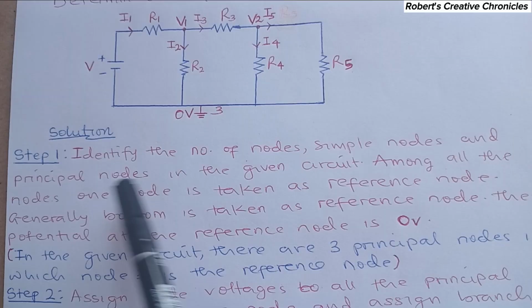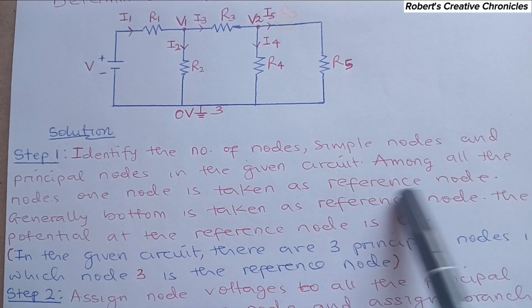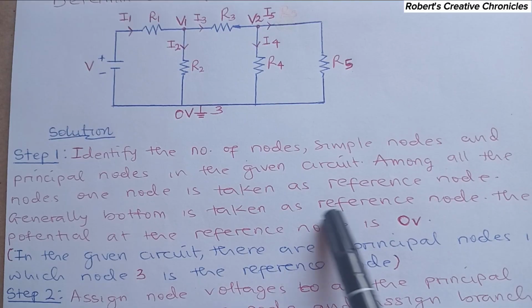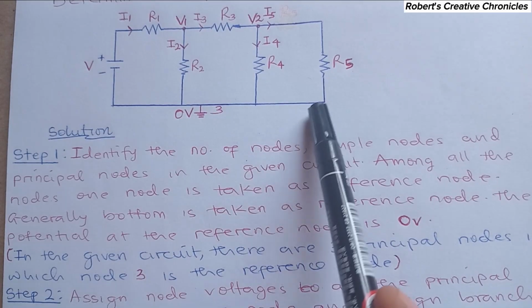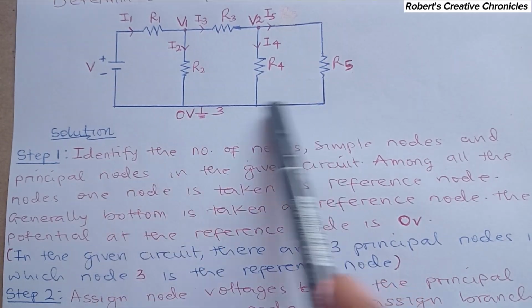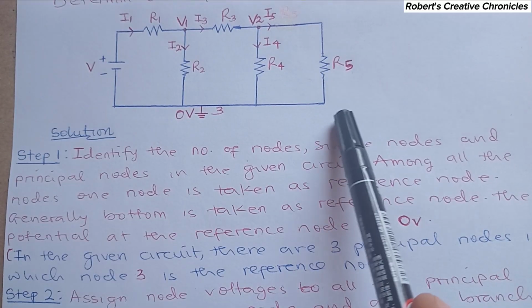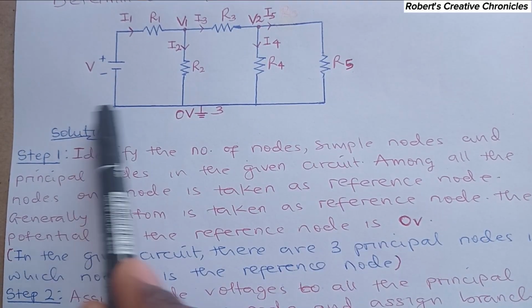So among all the nodes, one node is taken as reference node. Generally, the bottom is taken as reference node. The potential at the reference node is 0 volts. So this is our reference node in any question you are going to solve using nodal analysis. And the potential is 0 volts.